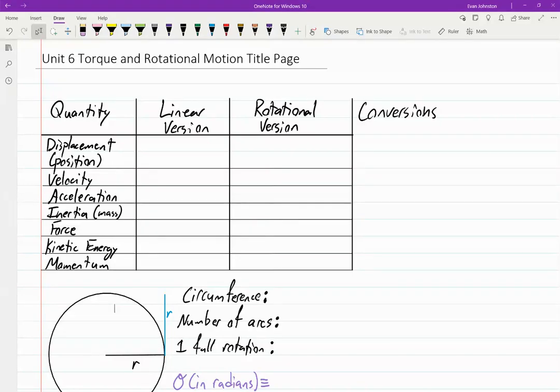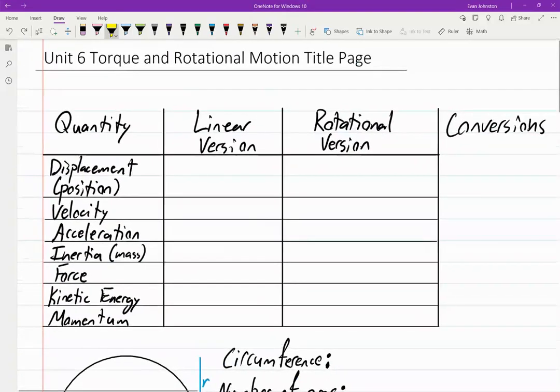And now I'd like you to take a minute, maybe a little more, and actually just create this table up here that I have in yellow on your page, and then fill out the linear version. Essentially, I'm asking, what is the linear version of displacement, velocity, acceleration, inertia, that just is mass, force, kinetic energy, and momentum. So take a minute and get caught up with this and fill it out.